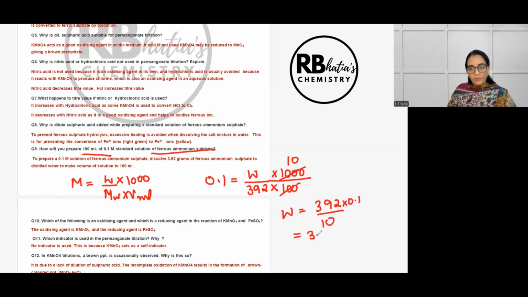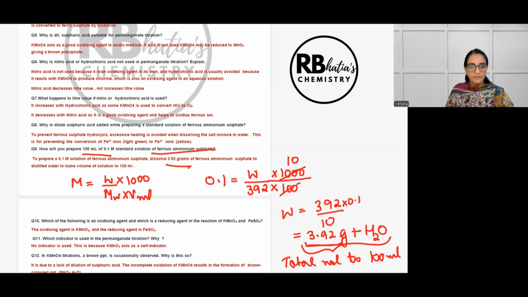So that means you're going to require 3.92 gram of ferrous sulfate. And again, I spoke about this in my last video also. I'm repeating, 3.92 gram is not to be added to 100 ml water, but 3.92 gram is to be dissolved in water and the total volume should be made to 100 ml. We don't add 100 ml water, but we make the total volume 100.